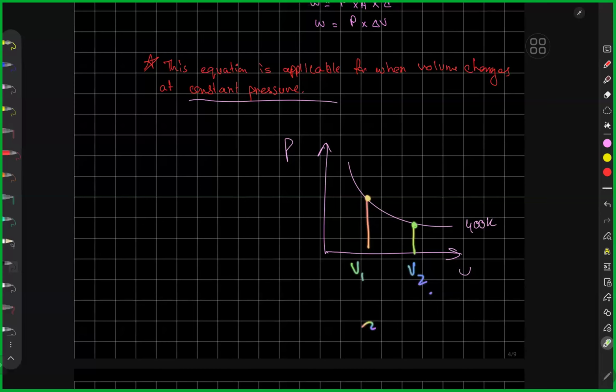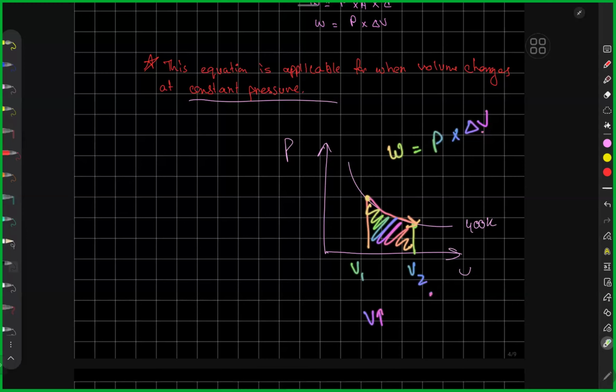What am I doing? Volume is expanding, volume is increasing. But does the pressure remain constant in this process? No, pressure didn't remain constant. But what is the work done? Can you say over here work done is equal to pressure times del V?